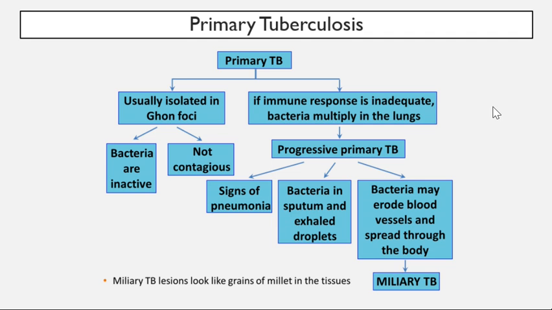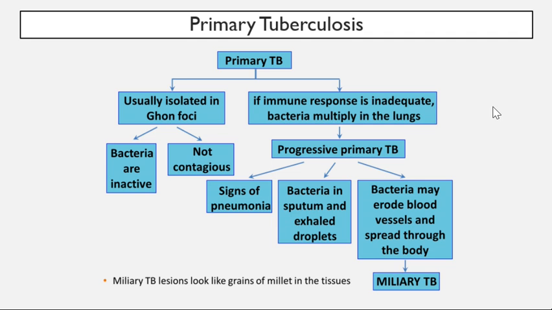So with primary TB, usually you have isolated Ghon foci, and if the immune response is inadequate, bacteria multiply in the lung. If they're in the Ghon foci, they're not contagious, the bacteria are inactive, and they're kind of just walled off, right? But if the immune response is inadequate, the bacteria multiply in the lungs, they progressively go to primary TB, and you'll start to show signs of pneumonia, bacteria in the sputum and in droplets, and that's when it's very contagious, right? And then bacteria may erode the blood vessels and spread through the body, and you can get miliary TB.